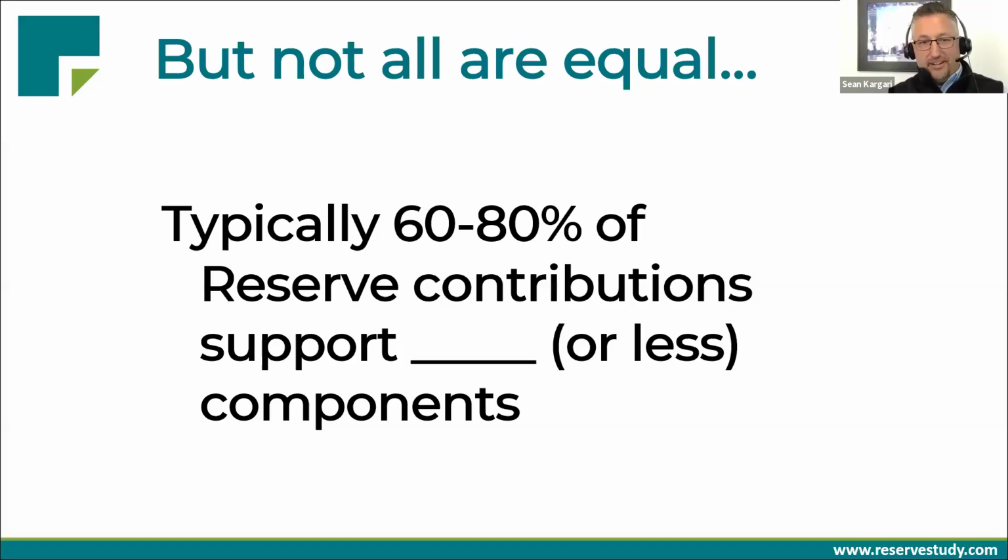So not all of the reserve components on your reserve study are created equally. Can you guys guess typically how many reserve components basically make up two-thirds, 80% of the overall significance of your obligations? We're thinking 50 components. How many of those are going to be the significant drivers of your reserve study? The answer is usually five.